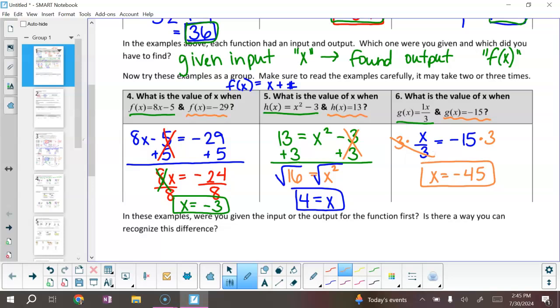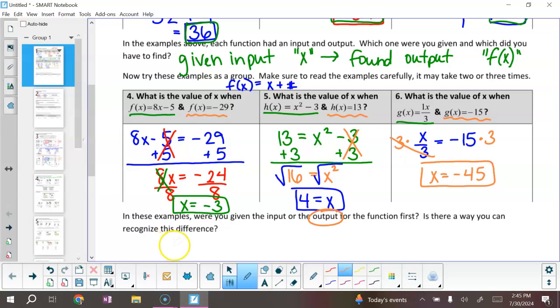Good. Okay, in these examples, were you given the input or the output for the function first? What do you guys think? Good. Hopefully you said you're given the output, because we talked about that. They're giving you what you ended with, okay? Is there a way that you can recognize this difference? Like when I underlined things earlier, when we were talking about this for the first time, and I underlined how they wrote that f of x equals negative 29 and h of x equals 13 and so on. Hopefully you just noticed, well, that looks different.